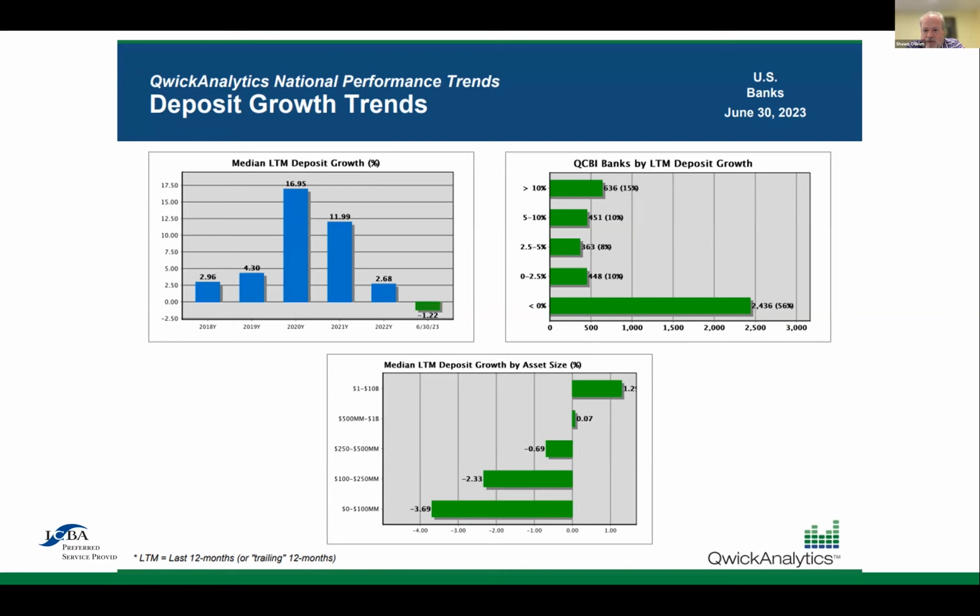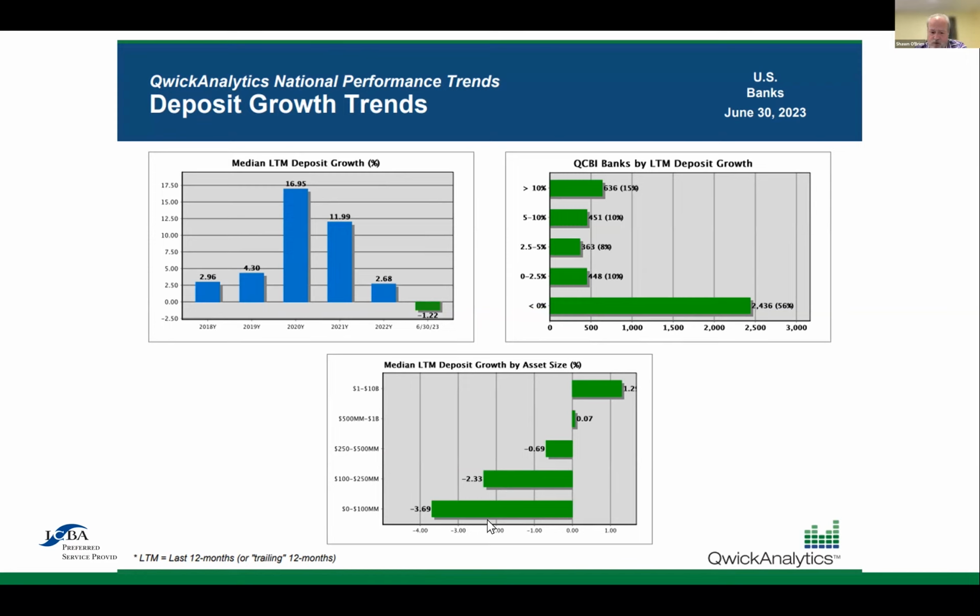Deposit growth. Now here's where things have really changed, right? A couple of years ago, there was a huge surge of deposits from the COVID-related PPP dollars. But now we've got 56% of the banks in the country who, over the last 12 months, have not seen any deposit growth. And down here, you can actually see this in more granularity.